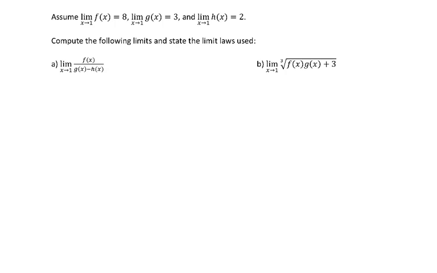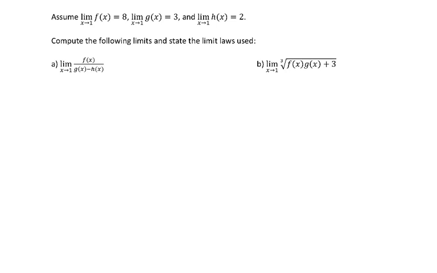This one tells us that the limit as x goes to 1 of f of x is 8, the limit as x goes to 1 of g of x is 3, and the limit as x goes to 1 of h of x is 2. So part A says find the limit as x goes to 1 of f of x divided by g of x minus h of x.